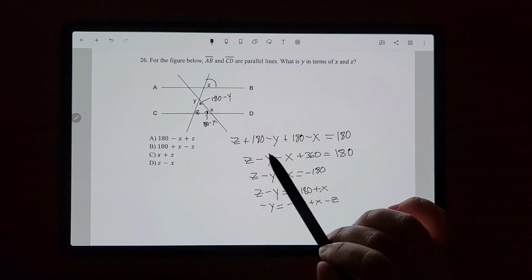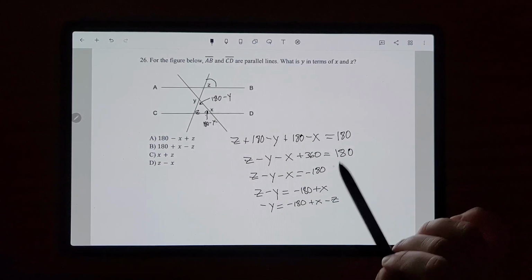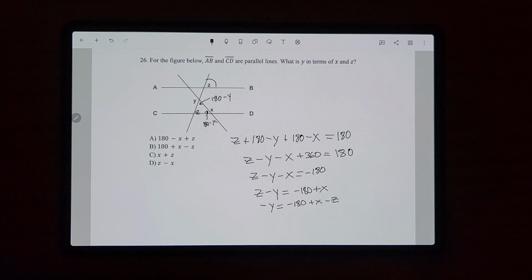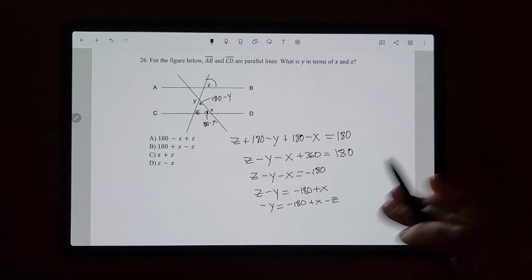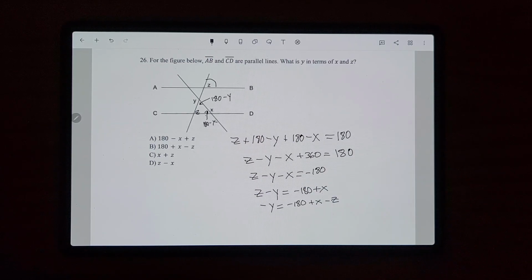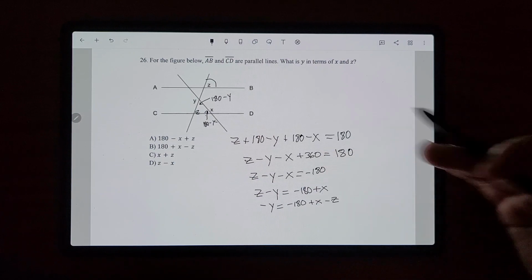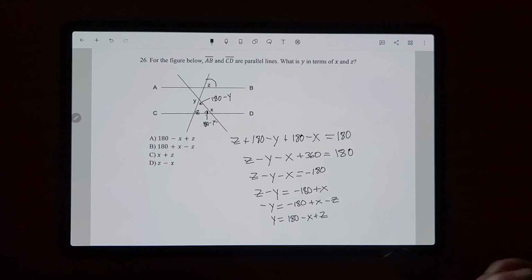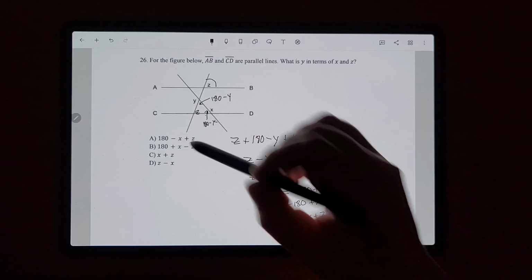You also could have just added y over here and then moved the 180 over this way. But I like to teach one strategy that works for all students, which is get everything away from what you're trying to isolate. I try to be consistent in my instruction, but that is an option as well. So then this is what we get as our final answer. So that would be A.